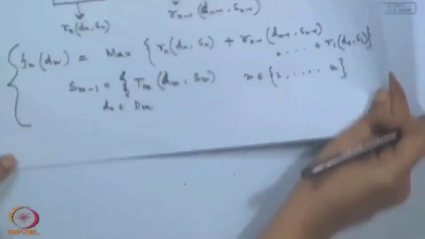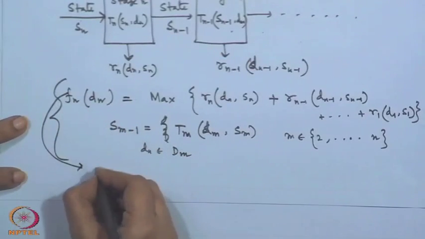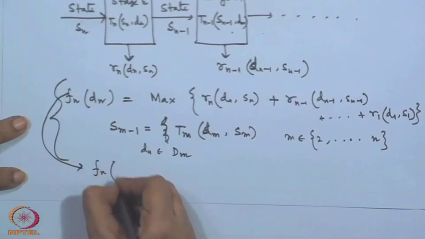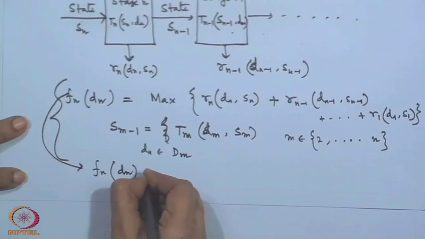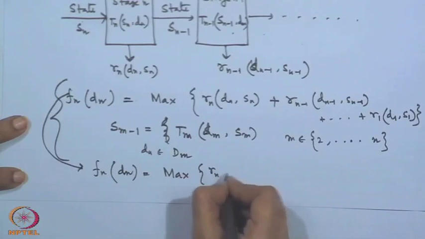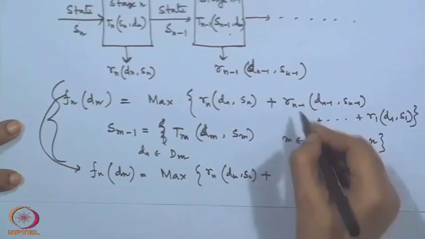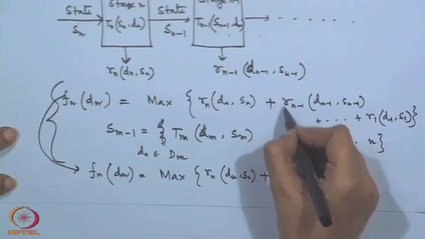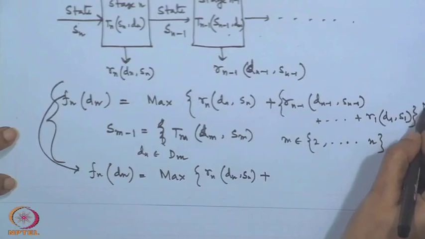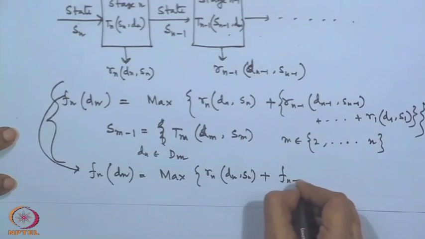In another way also we can write it, just see. You have seen the same pattern previously, that fn(dn) is equal to maximize rn(dn), we can write Sn as well. And if I just consider the whole part from here to here, this is the fn minus 1(dn minus 1).